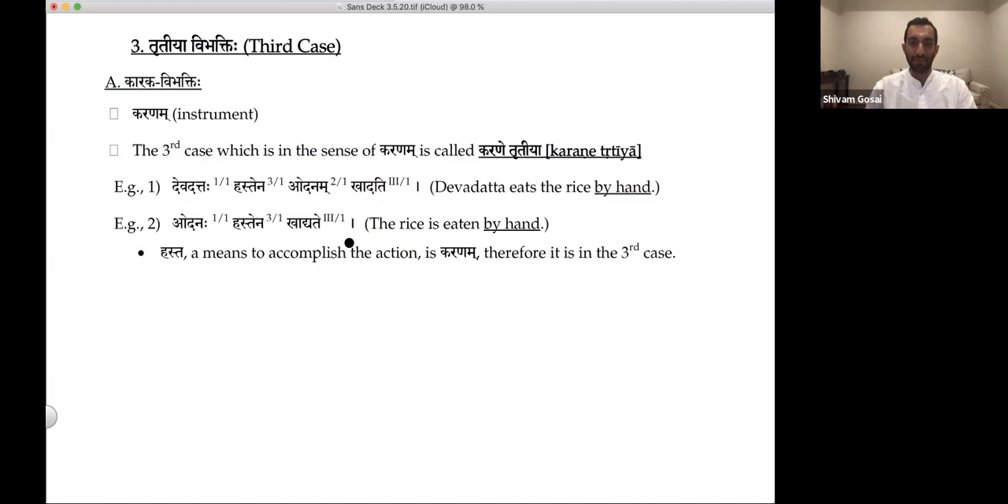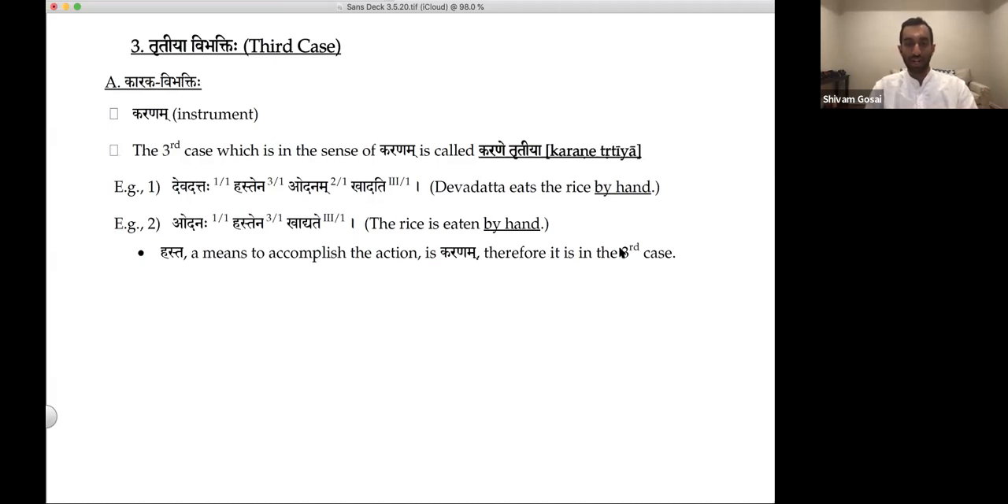Okay, so the example, just what I was saying, right? Devadattaha hastena odanam khadati. Who eats? Devadatta eats. He eats what? Odanam, the rice. With what does he eat? Hastena, by hand. So Devadatta eats the rice by hand. His hand is an instrument, so therefore that's called the karanam. Or we put it in, it's called karane tritiya. Because it's the instrument, we could use the third case, is what I'm trying to say.